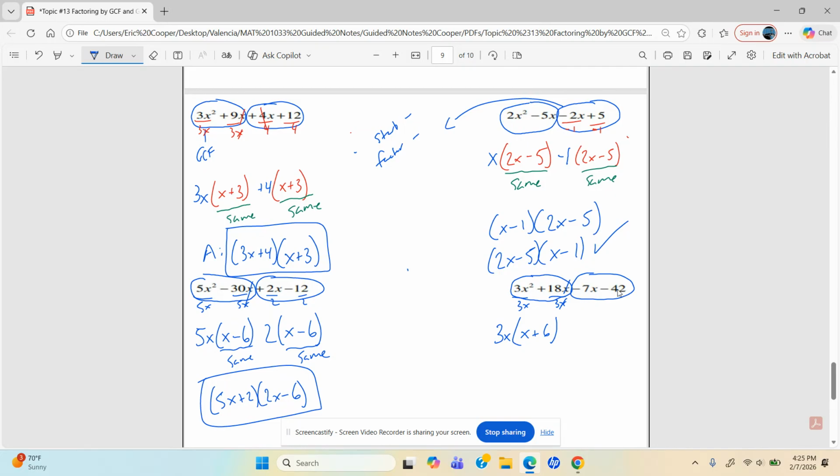Now again, second term starts with a negative, so we're going to factor out a negative when we do this. 7 and 42, I can take out a 7. We just have to make it a negative 7. This has an x, this does not, so 7 is the most that I can factor out here. Negative 7 divided by negative 7 is positive 1, so this is just 1x, or x. Negative 42 divided by negative 7 is positive 6. Again, we're looking to see those parentheses be the same. My final answer should be 3x minus 7 and x plus 6. So really grouping is just doing two different GCFs and finding what they have in common.